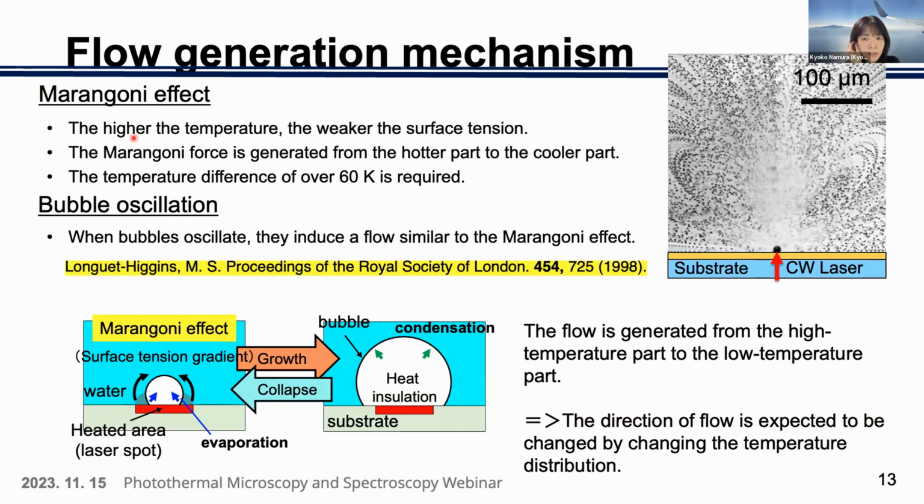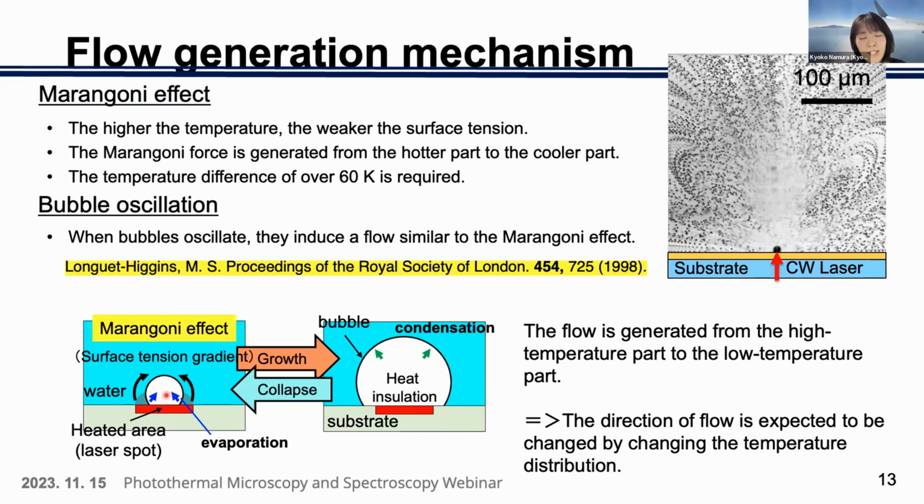But we know some factors, and one of these is the Marangoni effect. As I said, the higher the temperature, the weaker the surface tension. So the Marangoni force is generated from hot area to cold area. But if we want to generate this type of strong flow, then we need more than 60 Kelvin temperature difference on this bubble.